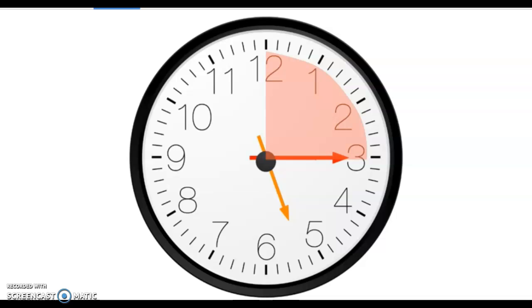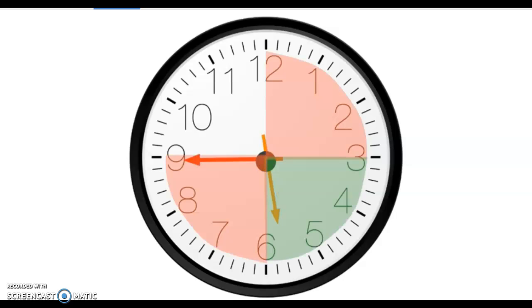Now the big hand has moved all the way around and is pointing to the 9. What time is it now? Again, imagine that we have cut the clock into quarters. So the big hand has gone through 1/4, 1/2, and now it's 3/4 the way past 5 o'clock.